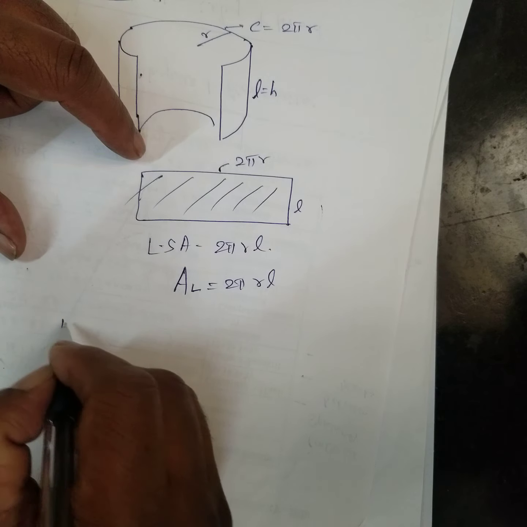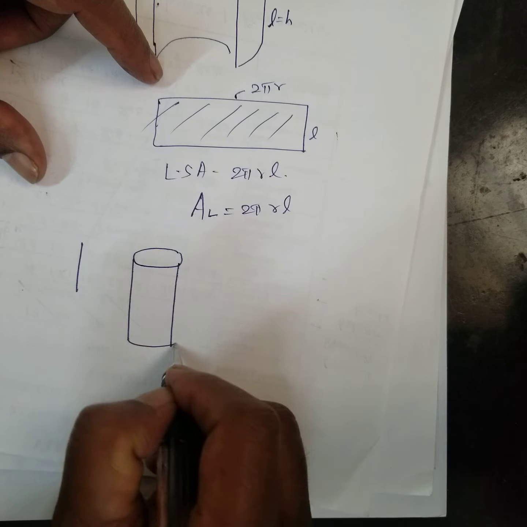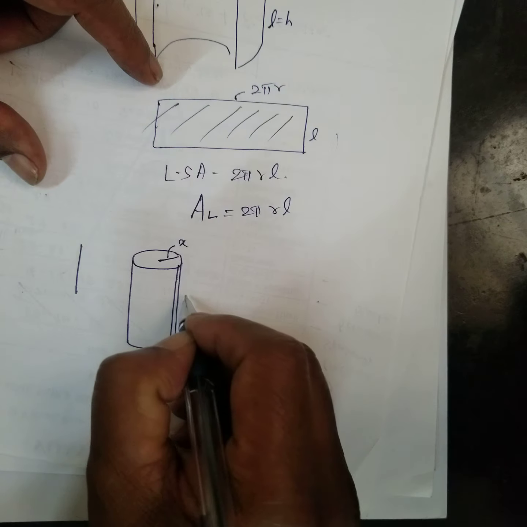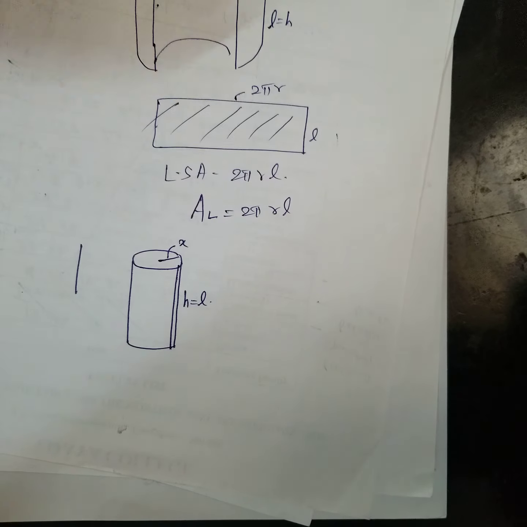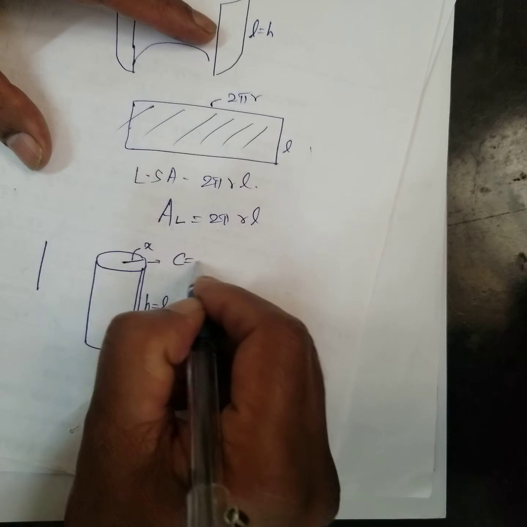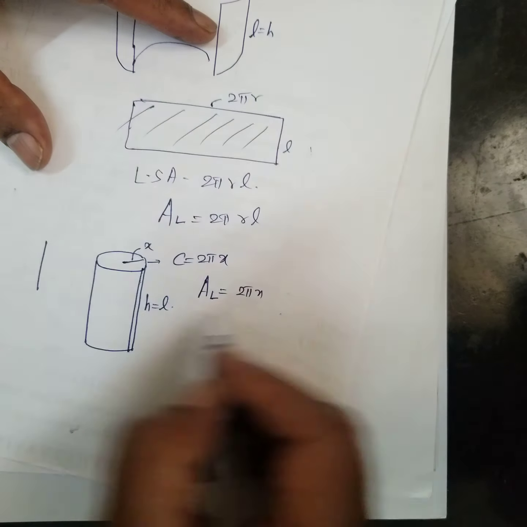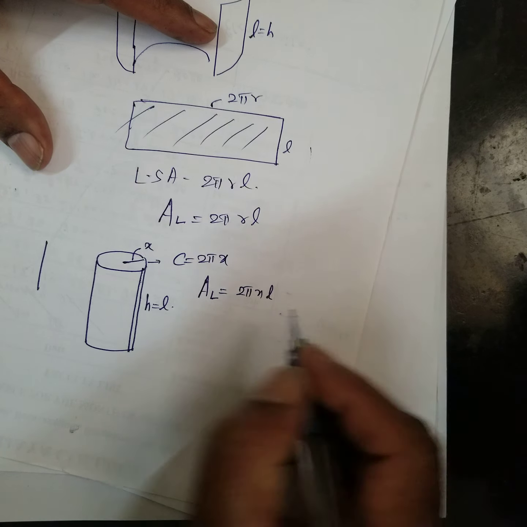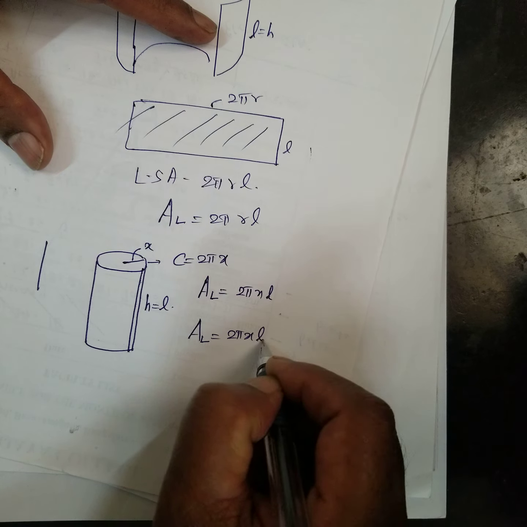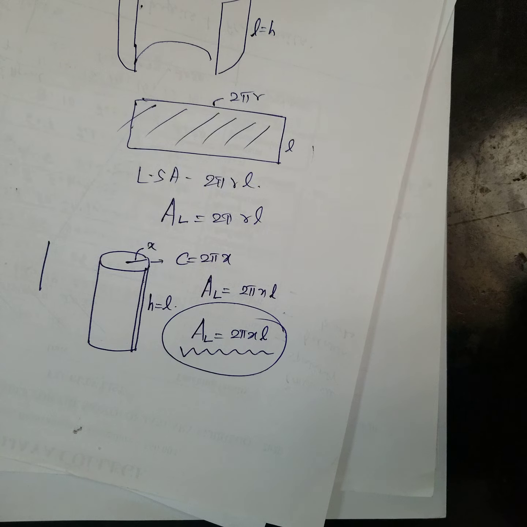Now suppose there is a cylinder whose radius is x and height is L. What is the lateral surface area? The circumference is 2 pi x and the height is L. Therefore, the lateral surface area is 2 pi x into L. Understood now? Yes. Okay, next.